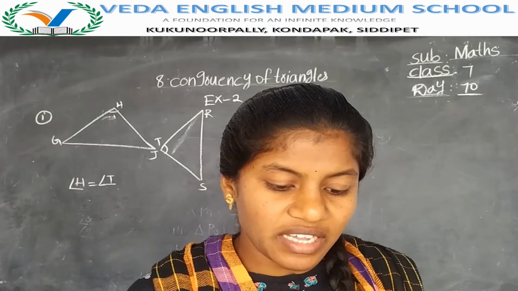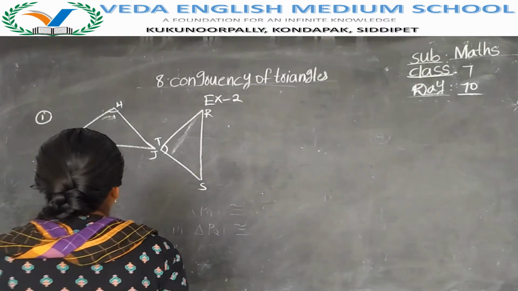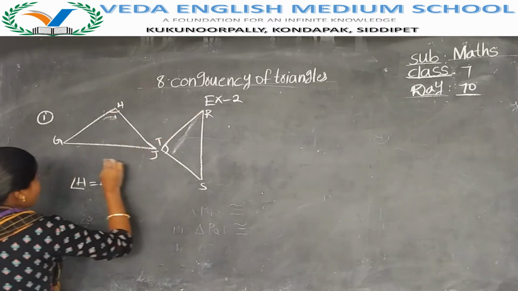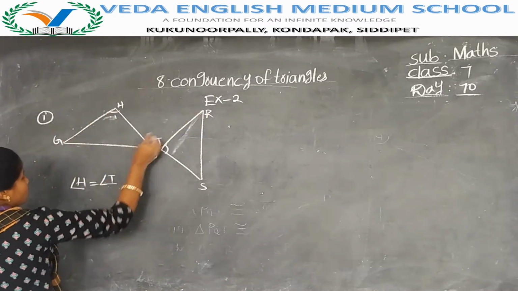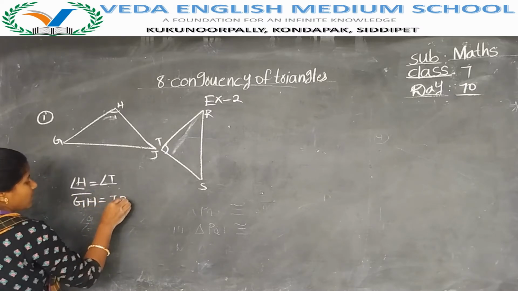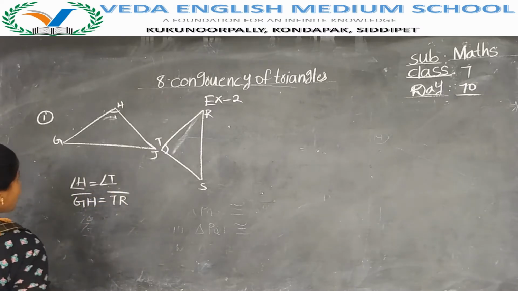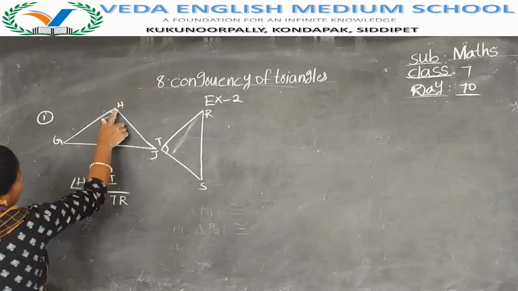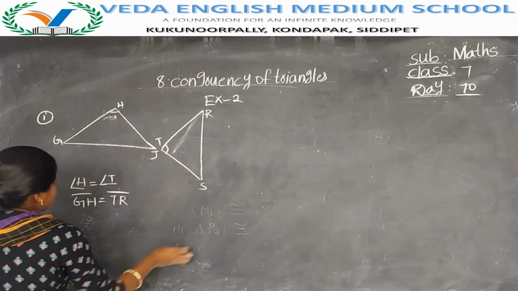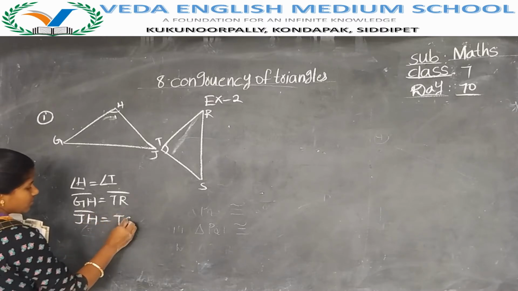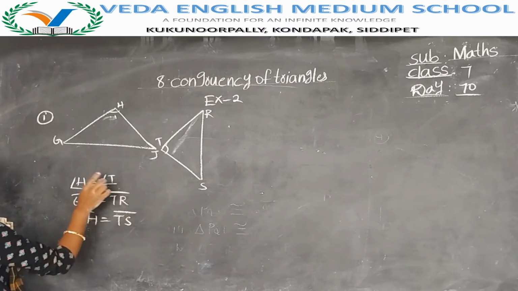The two sides are GH. Here GH is equal to TR. These two sides are equal. So we have to write that line segment GH is equal to line segment TR. Then one more. HJ is equal to TS. Where is HJ? HJ is equal to TS, otherwise JH is equal to TS. So two sides and one angle are equal.